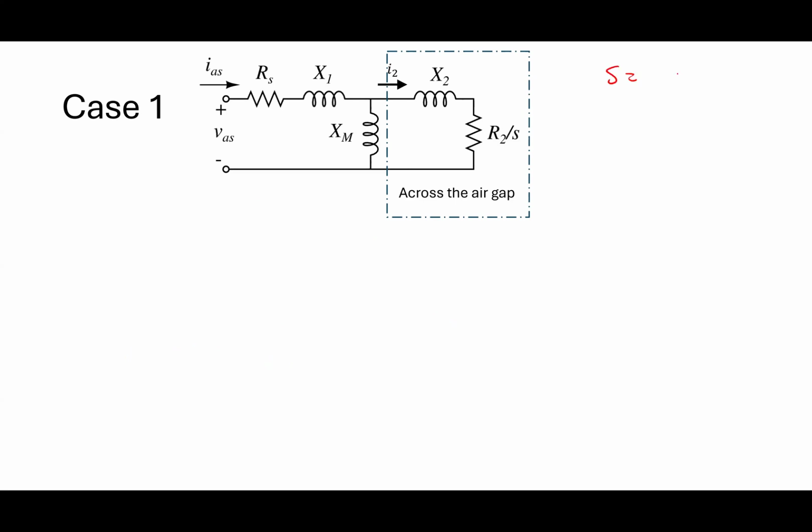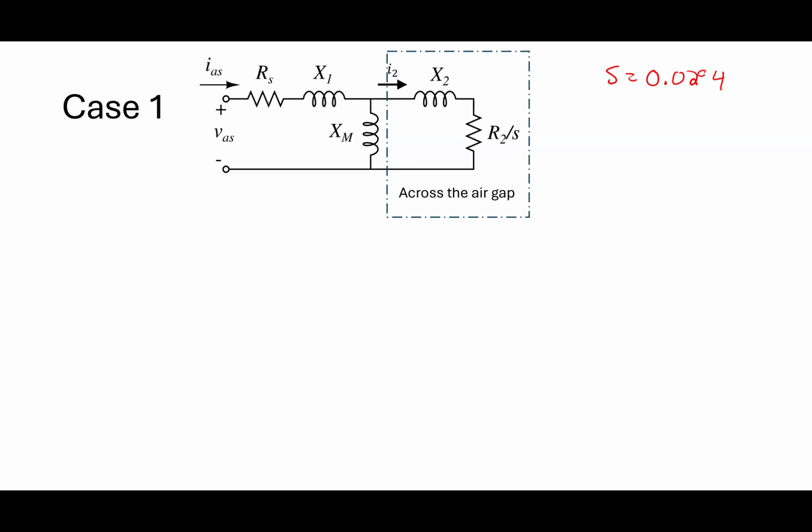Put the R2 over S in series with each other. Basically, now that I know the slip, I do the circuit analysis, right? And I solve for whatever current I'm looking for.